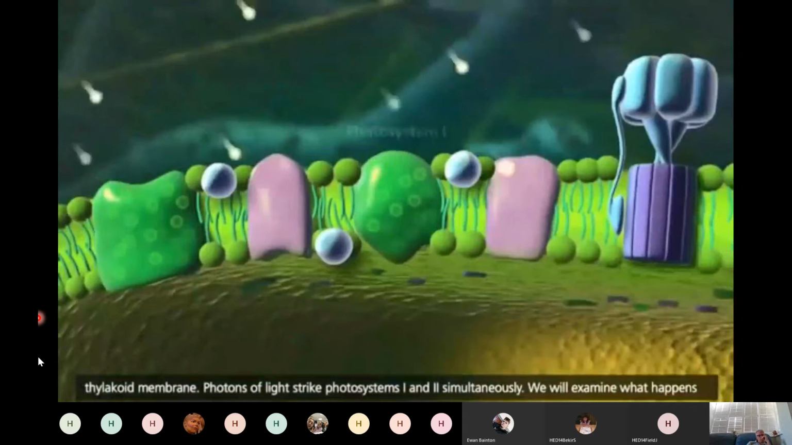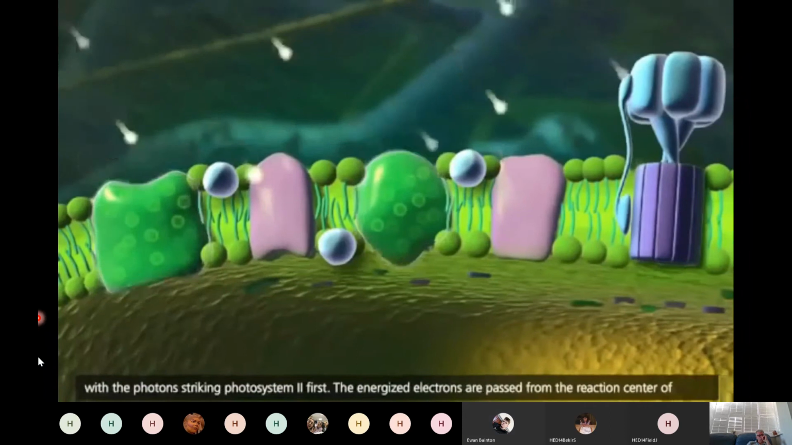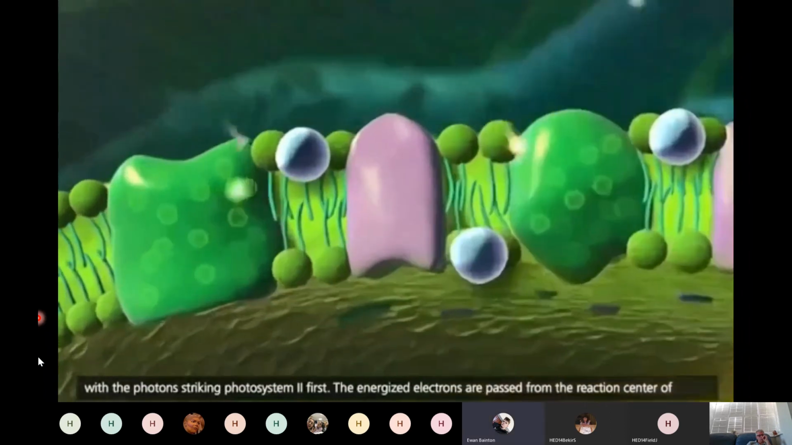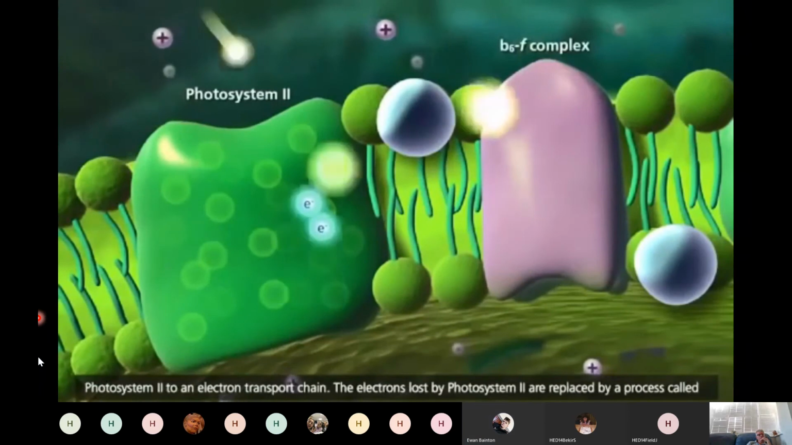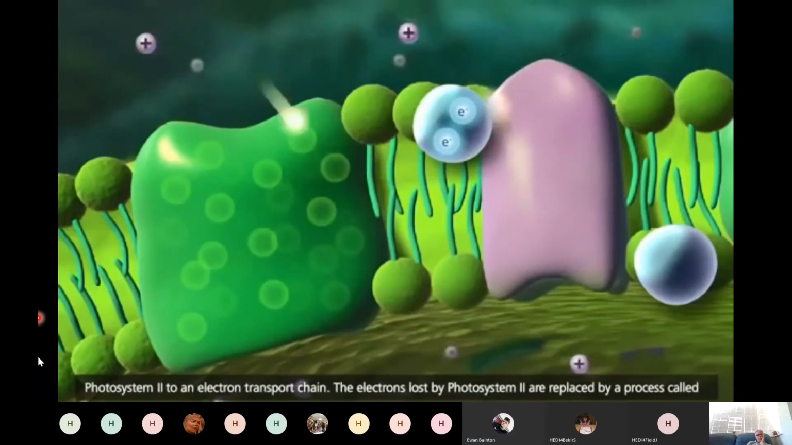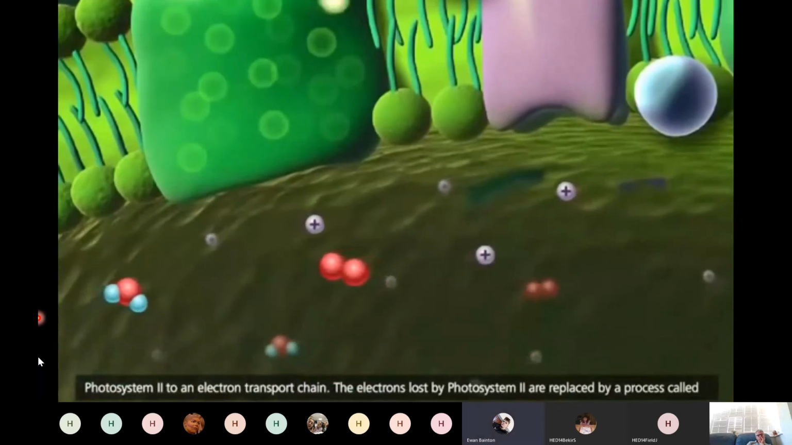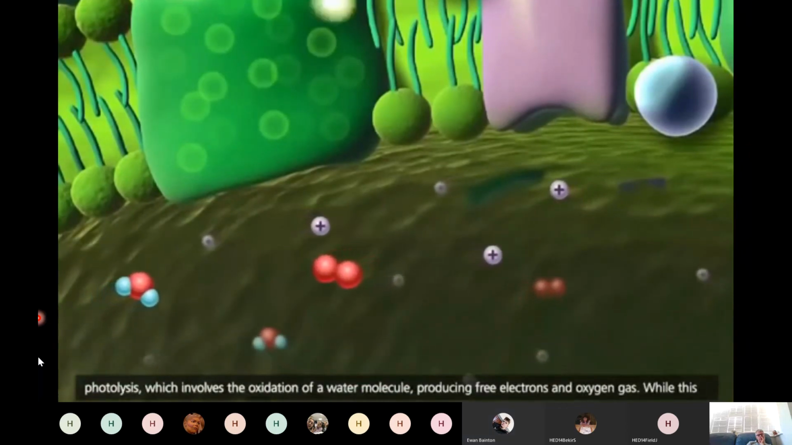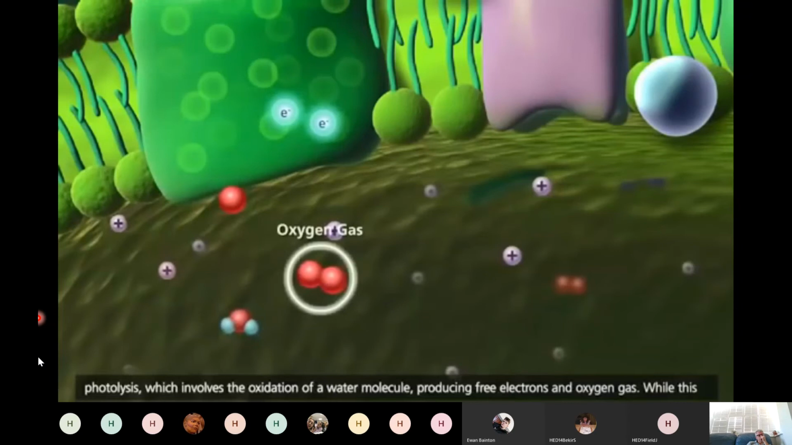Photons of light strike photosystems 1 and 2 simultaneously. We will examine what happens with the photons striking photosystem 2 first. The energized electrons are passed from the reaction center of photosystem 2 to an electron transport chain. The electrons lost by photosystem 2 are replaced by a process called photolysis, which involves the oxidation of a water molecule producing free electrons and oxygen gas.